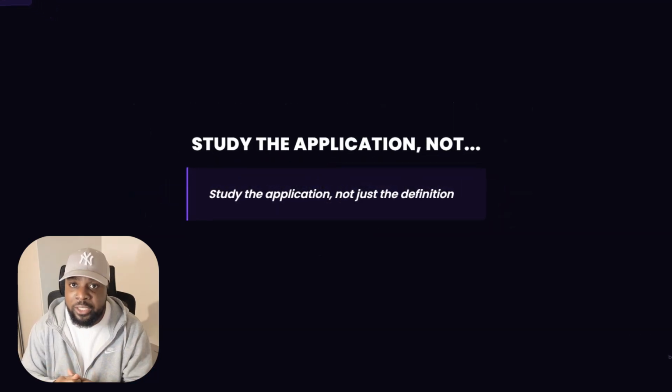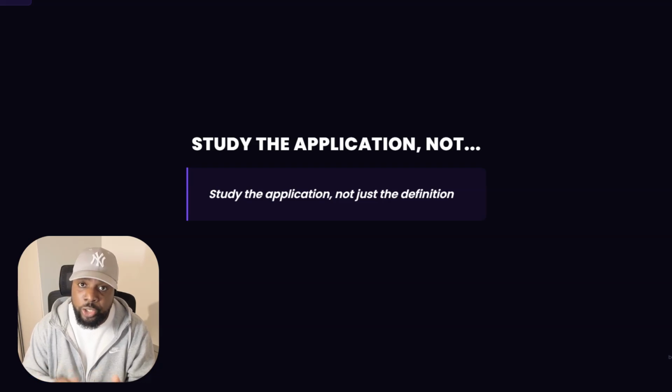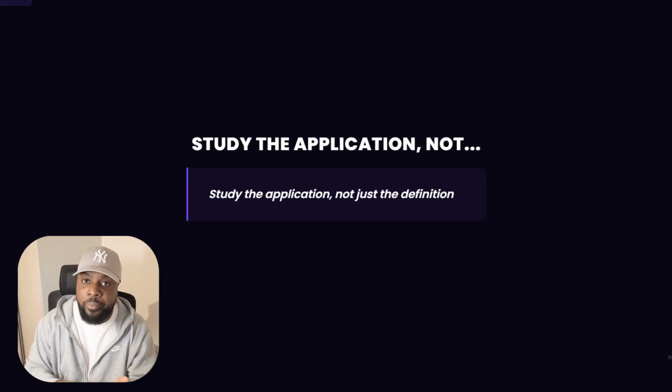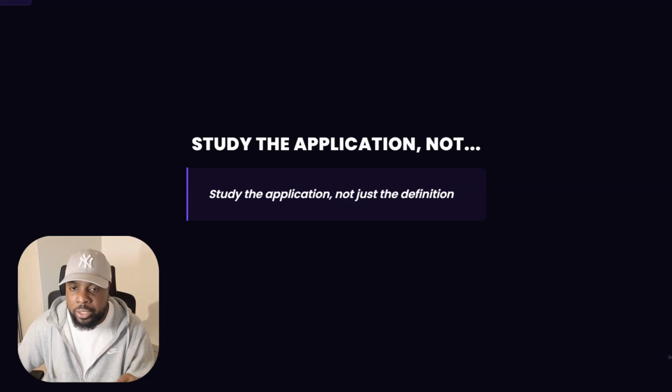So here's what this means for how you study. Don't just memorize definitions. Practice applying concepts to scenarios. When you see a technique like Moscow, don't just learn must, should, could, won't. Don't just learn what it means. Practice using it. Give yourself a list of requirements and try categorizing them. When you study stakeholder analysis, don't just memorize power interest grid and what that means. Practice placing different stakeholder types in the right quadrants.